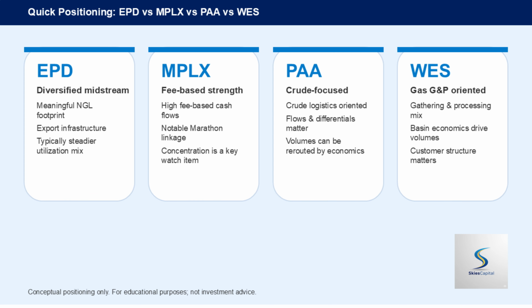Quick bird's eye view before we go deeper. EPD is diversified with meaningful NGL and export infrastructure. MPLX is strong and mostly fee-based, but has notable Marathon linkage. PAA is crude focused, so flows and differentials matter more. And WES is more gathering and processing, where basin economics and customer structure drive outcomes.